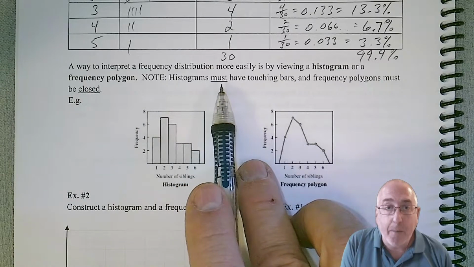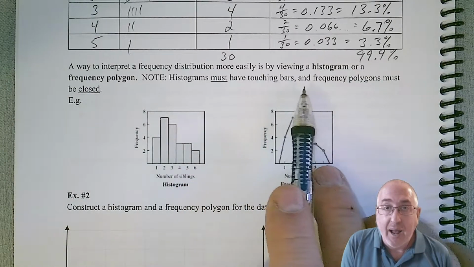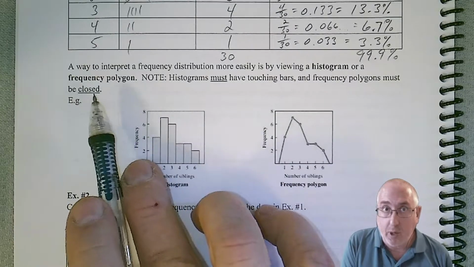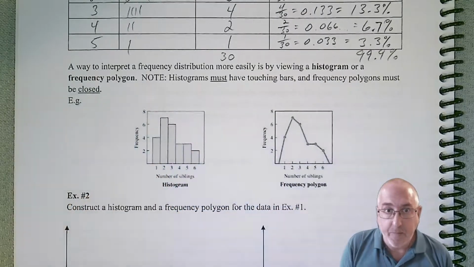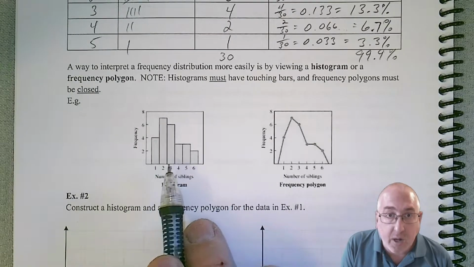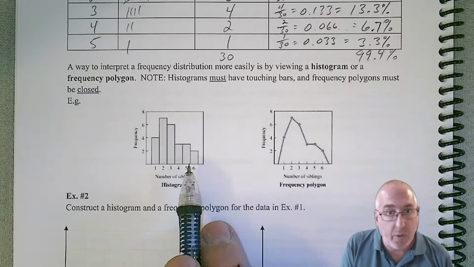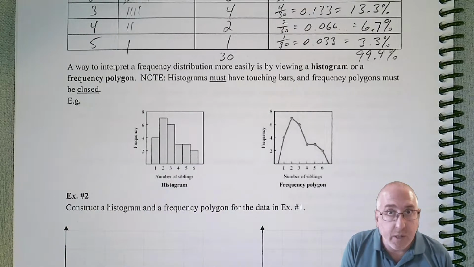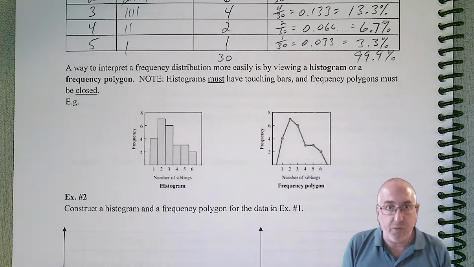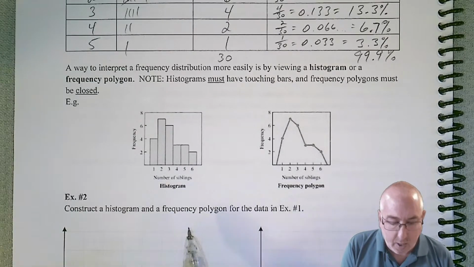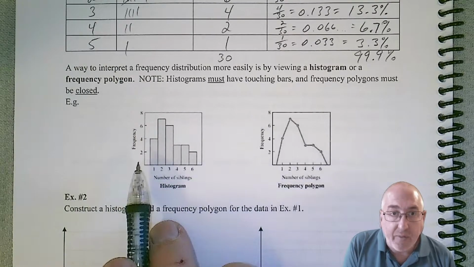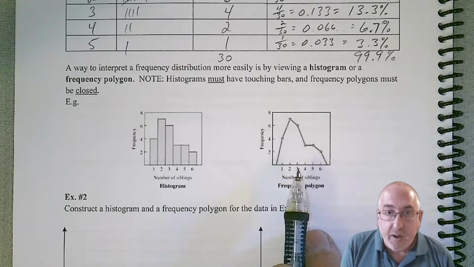Note, histograms must have touching bars and frequency polygons must be closed. So remember what closed means from chapter 9. Here's a couple of visuals to look at. You can see all the bars are touching each other. Very important for a histogram. Don't confuse it with a bar graph. Bar graphs have spaces between those bars, but histograms do not. So you have the different values across the bottom, and you have the frequency along the side.